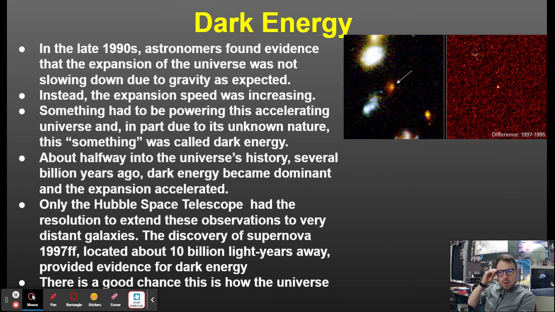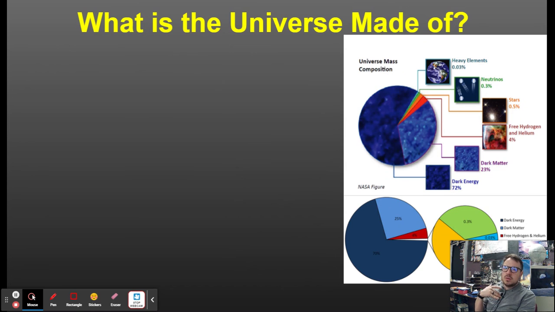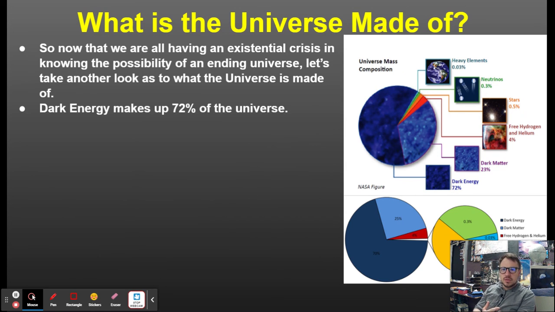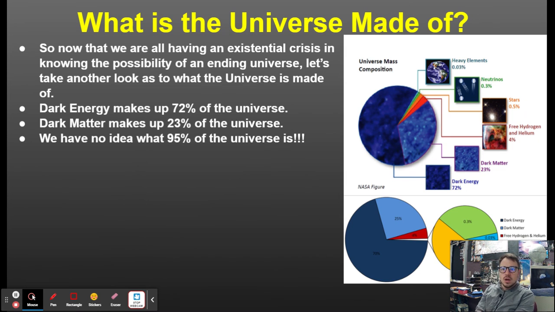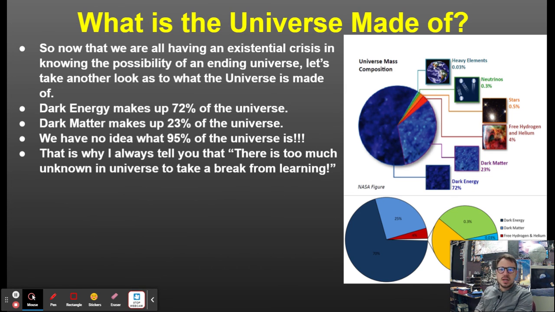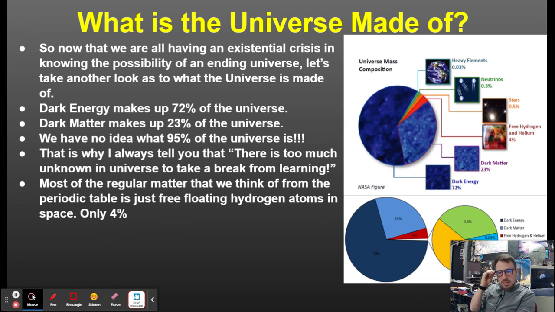So if you look at all of what we know, all the energy, all the matter in the universe, about 72% of it is dark energy, something that we just don't know. And dark matter makes up 23% of the universe. We have no idea what 95% of the universe is, right? So this is why I always say there's too much unknown in the universe to take a break from learning. So now most of the regular matter that we think of from the periodic table is just free-floating hydrogen atoms in space. So only 4% of everything that we know in the universe is those free-floating hydrogen atoms.